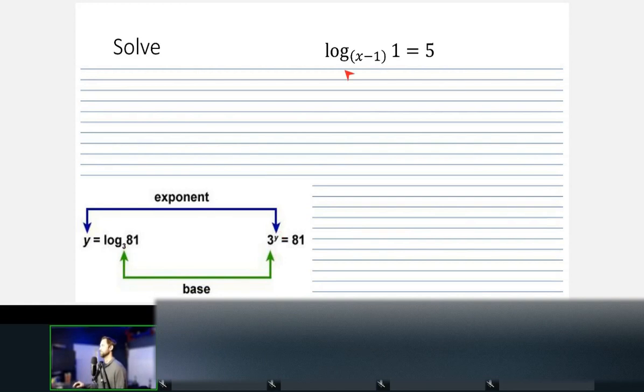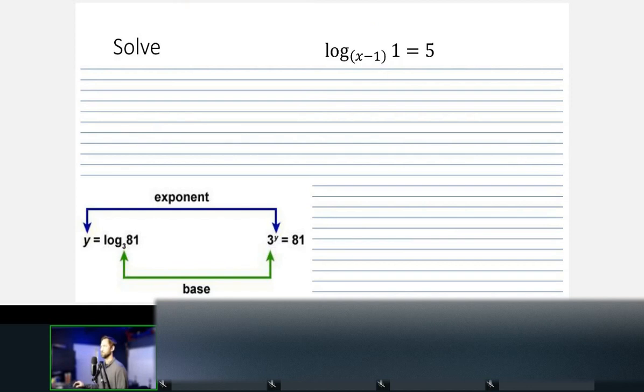All right, what did everyone do to both sides? So solving algebraically, which is how I prefer. What did all of you do? You did a base of x minus 1 both sides. Yeah, that sounds good to me because, well, that's what this is. This is log base x minus 1 of 1 equals 5.